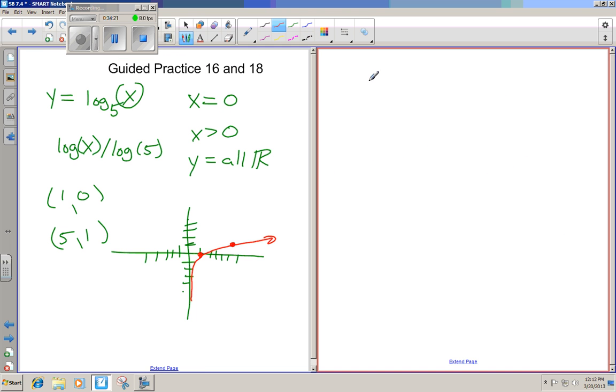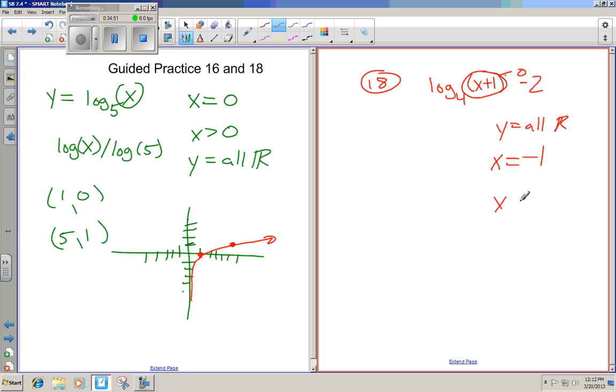Let's take a look at number 18. 18 says that you've got log base 4 of x plus 1, minus 2. So, let's do the stuff we know. The range is all reals. The asymptote is x equals what makes this equal to 0. The asymptote is -1. That means x is greater than -1.